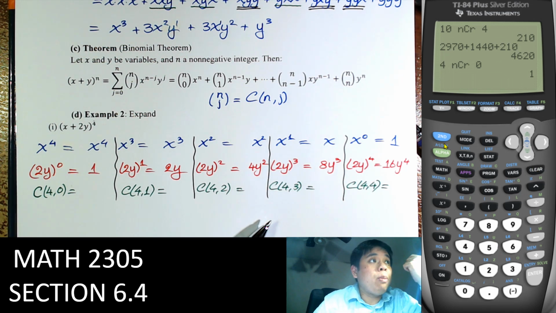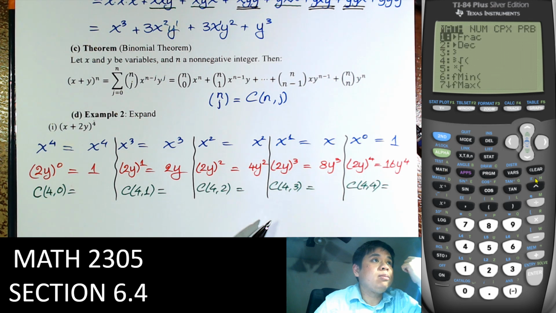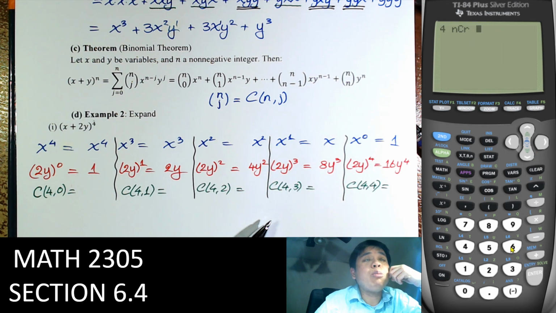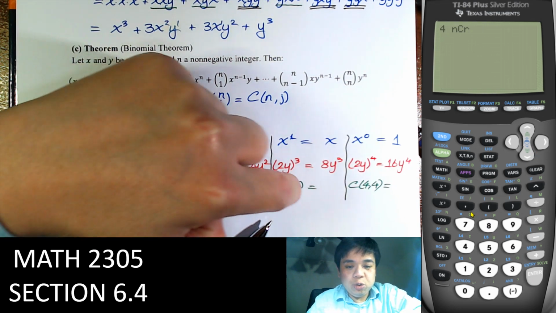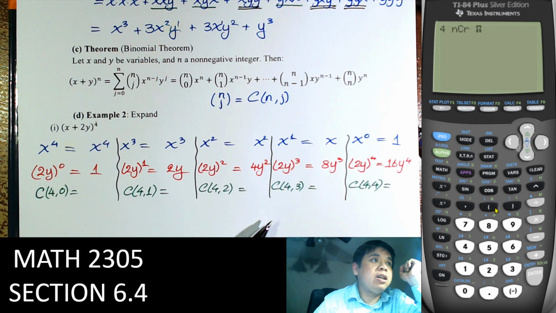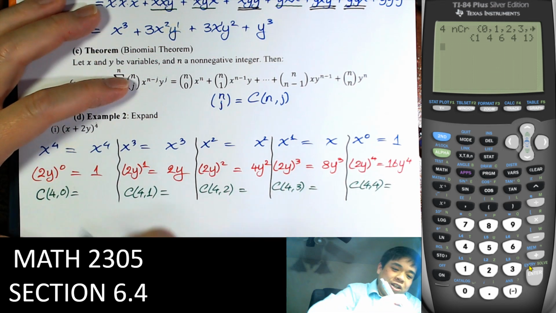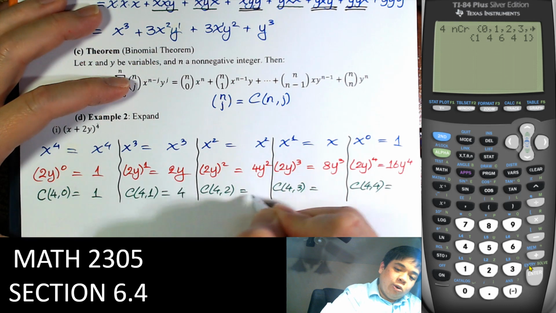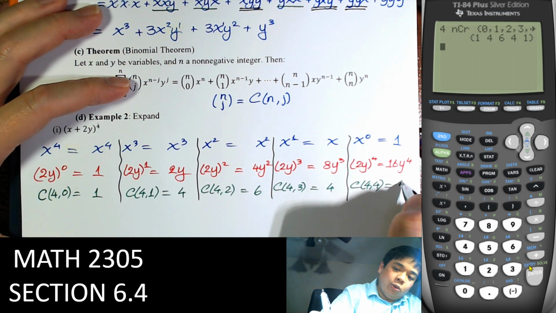Right. So a better way to do this is hit math, 4, and then go to combination. But this time we choose apply for 0, 1, 2, 3, and 4. So I use open bracket, second parentheses, 0, comma 1, comma 2, comma 3, and comma 4. Close it. That's all the coefficients we have. 1, 4, 6, 4, and 1.